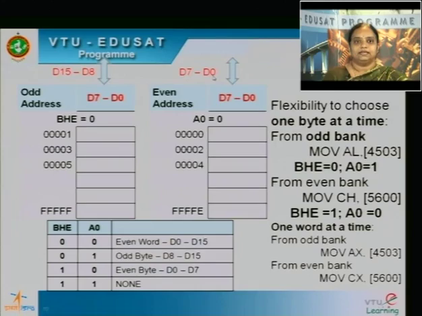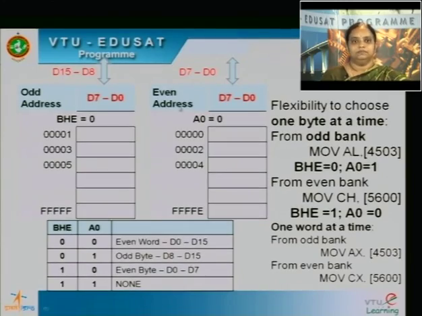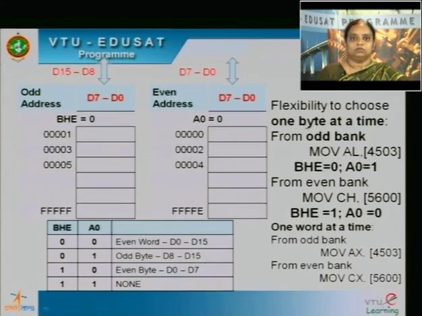So at once I can read the data from D0 to D15, or 16-bit data you get at once. This is possible if both the pins BHE and A0 are 0, 0. In 8086, not only reading a word, you also have flexibility to choose 1 byte at a time.